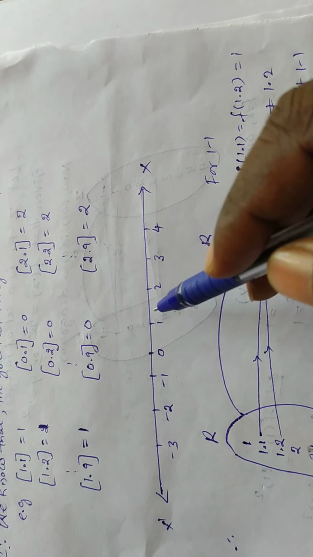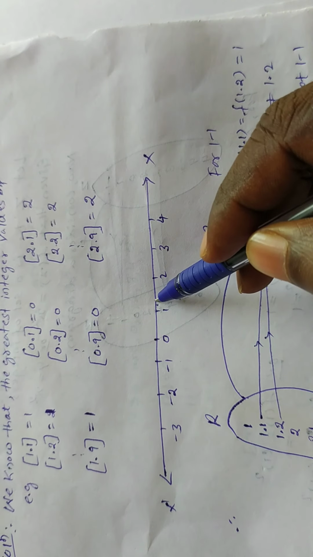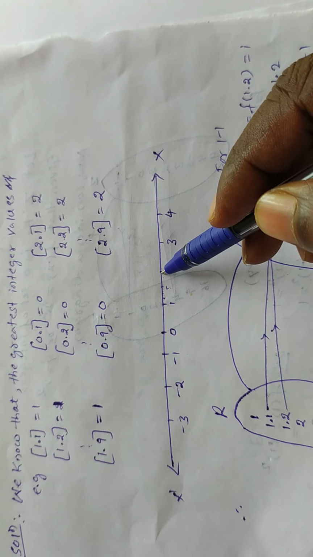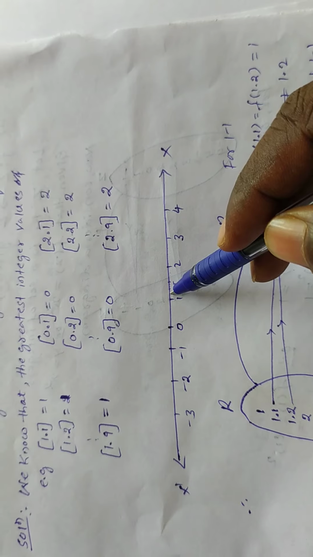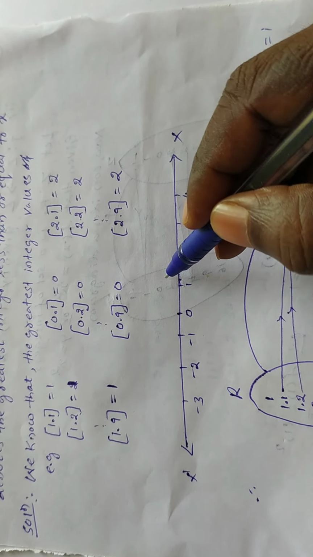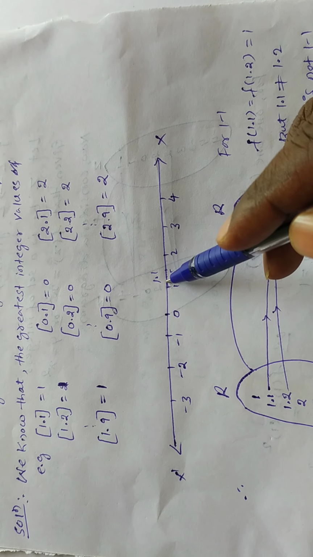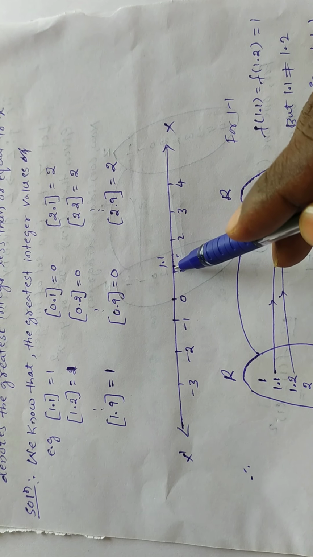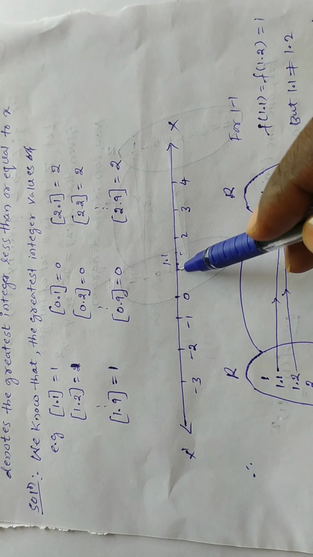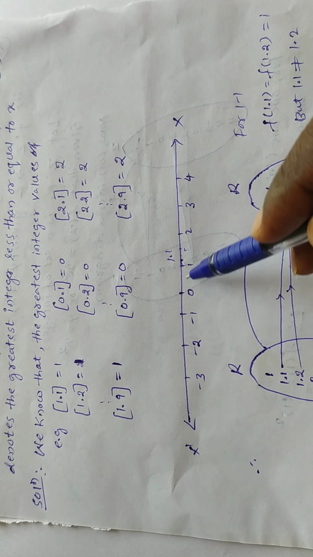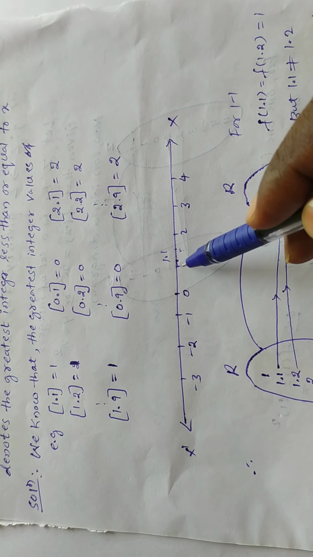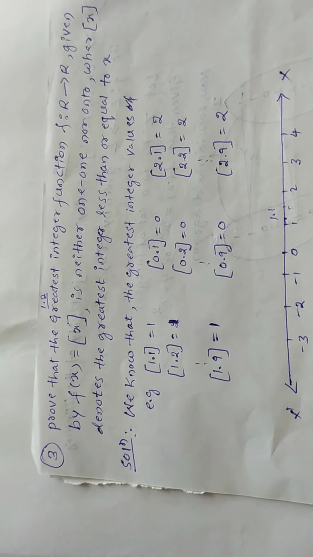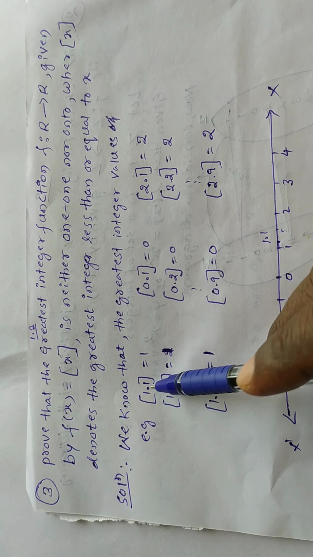So here 1, 1.1, 1.2, 1.3, 1.4, 1.5, 1.6, 1.7, 1.8, 1.9. After that, 2. If you consider 1.1, look at the left side of 1.1: 1, 0, minus 1, minus 2, minus 3. Among these integers, left of 1.1, which is the greatest? The greatest integer is 1. Therefore, the greatest integer value of 1.1 is 1.